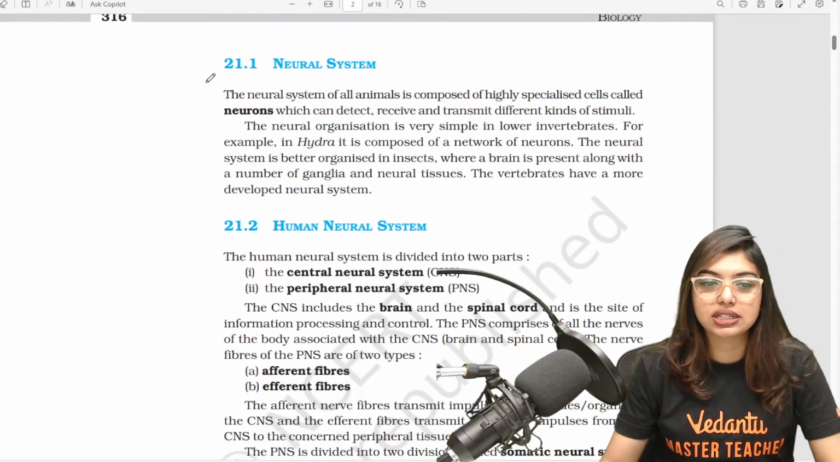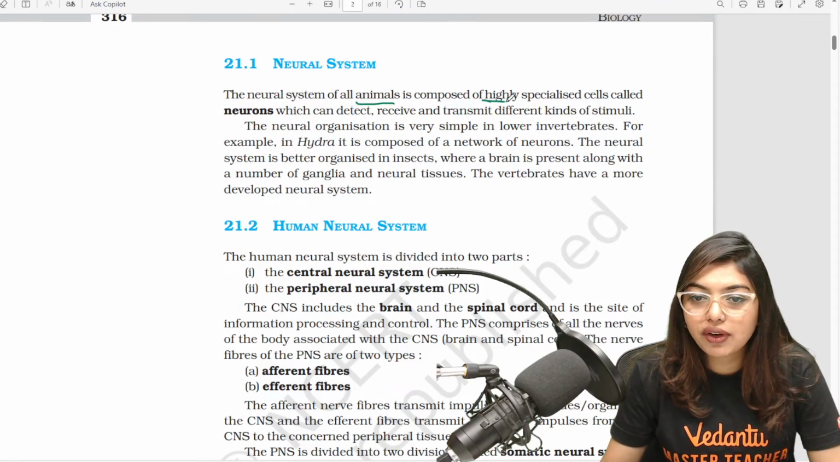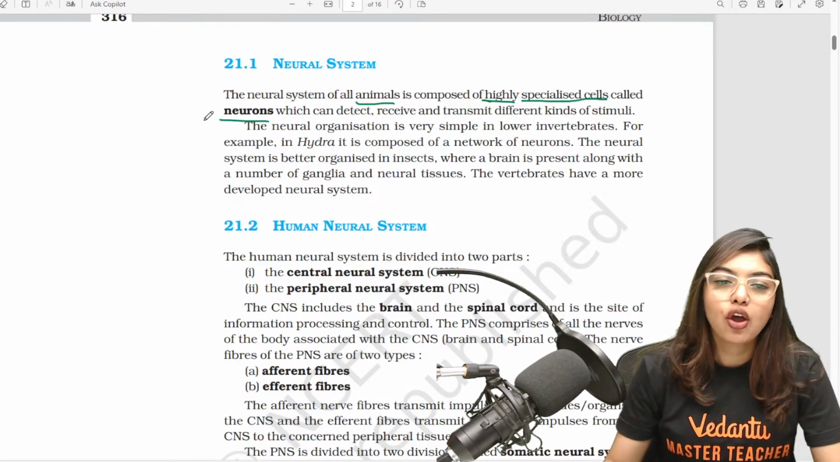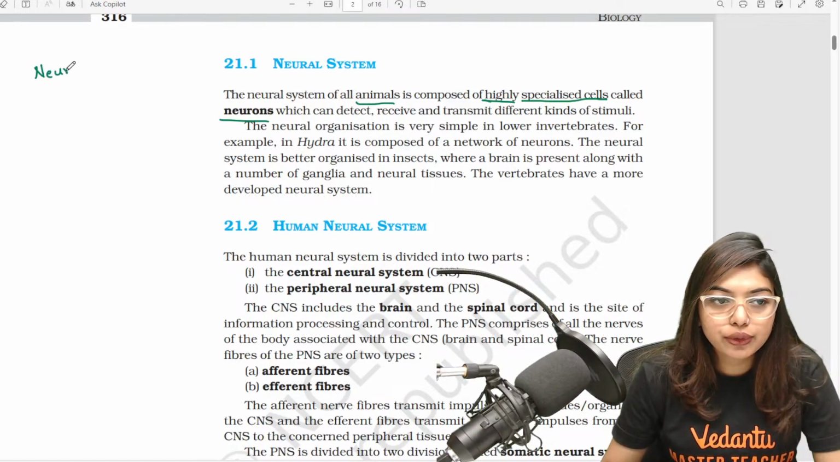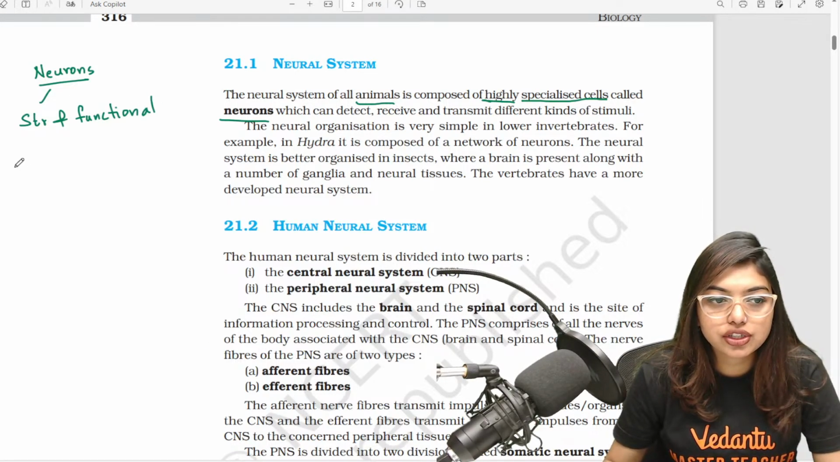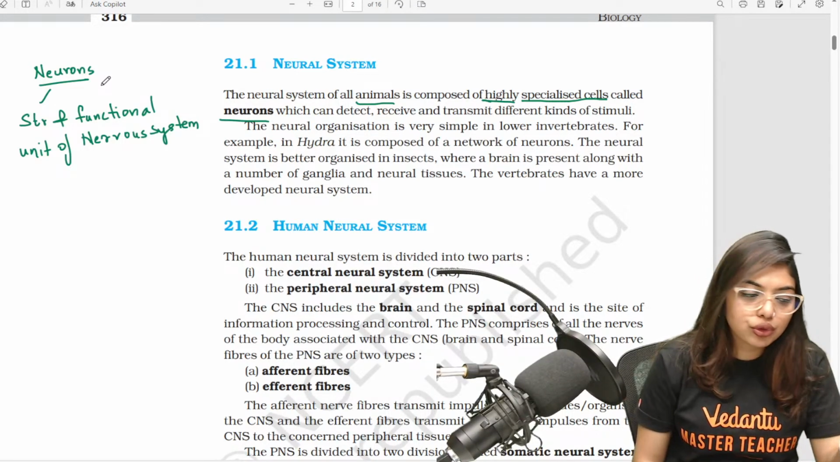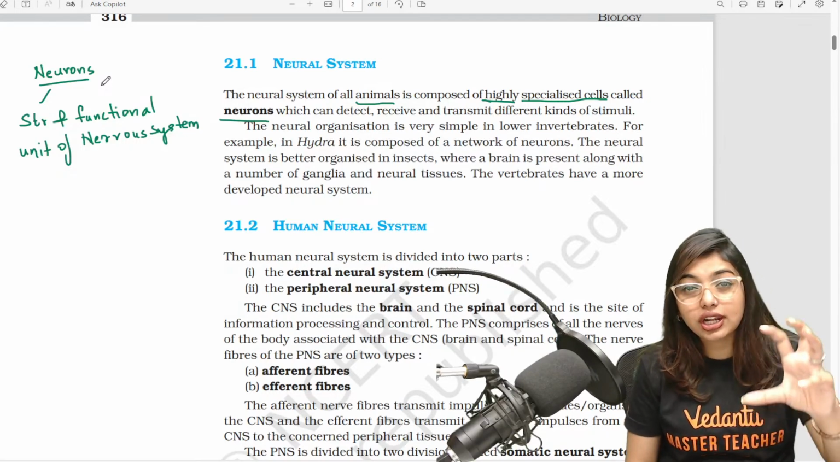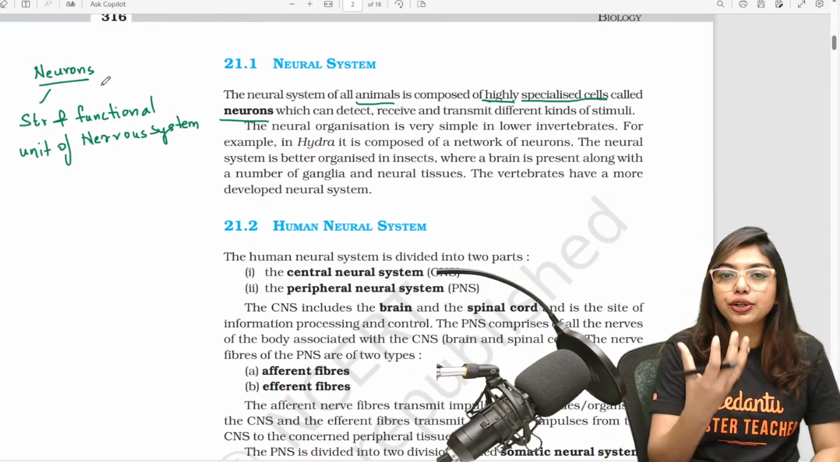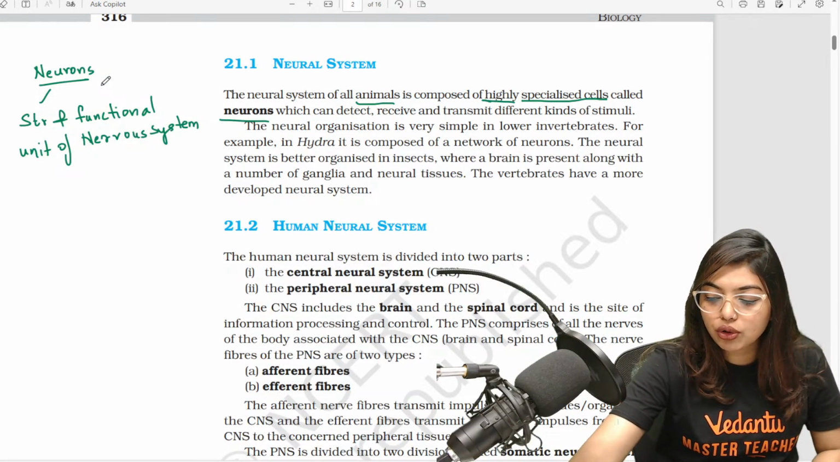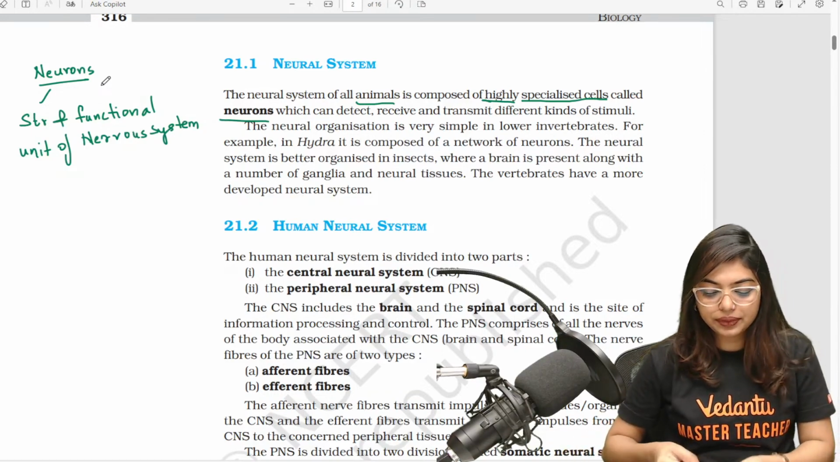Neural system. Okay, what is neural system? The neural system of all animals is composed of highly specialized cells called neurons. All of you know neurons. Neurons are the structural and functional unit of your nervous system. Like how we studied about nephrons, how we studied about Malpighian tubules, right? When we have studied about neurons, nephrons, cell, all this we tell they are the structural and functional unit. Why do we say that? It's because students, they are going to constitute our entire system. They are the ones who are going to constitute the entire system. Clear or not? Yes?